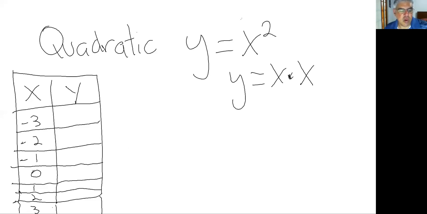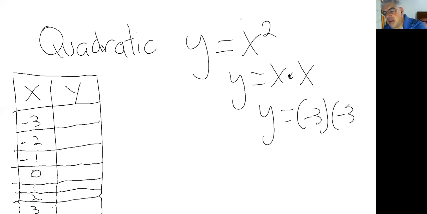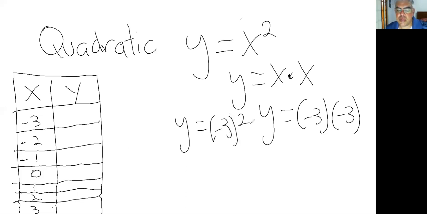So let's start with x is -3. So when x is -3, y is going to be equal to -3, sign included, times -3. Let's see, we're multiplying, so negative times a negative is a positive, and 3 times 3 is 9. So when x is -3 and we square -3, we get that y is equal to +9 whenever x is -3.